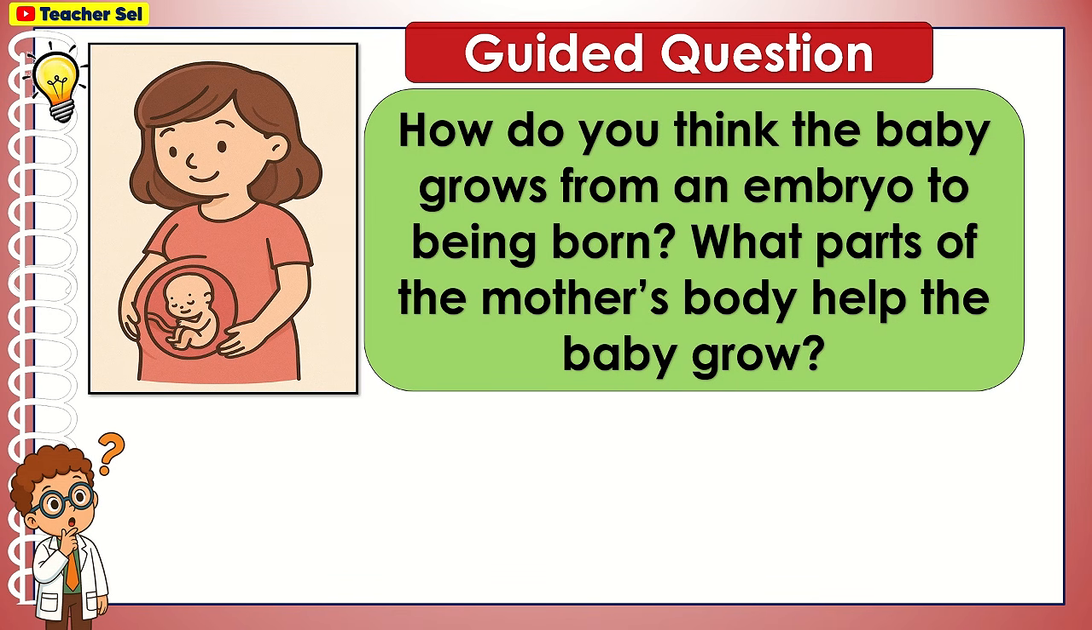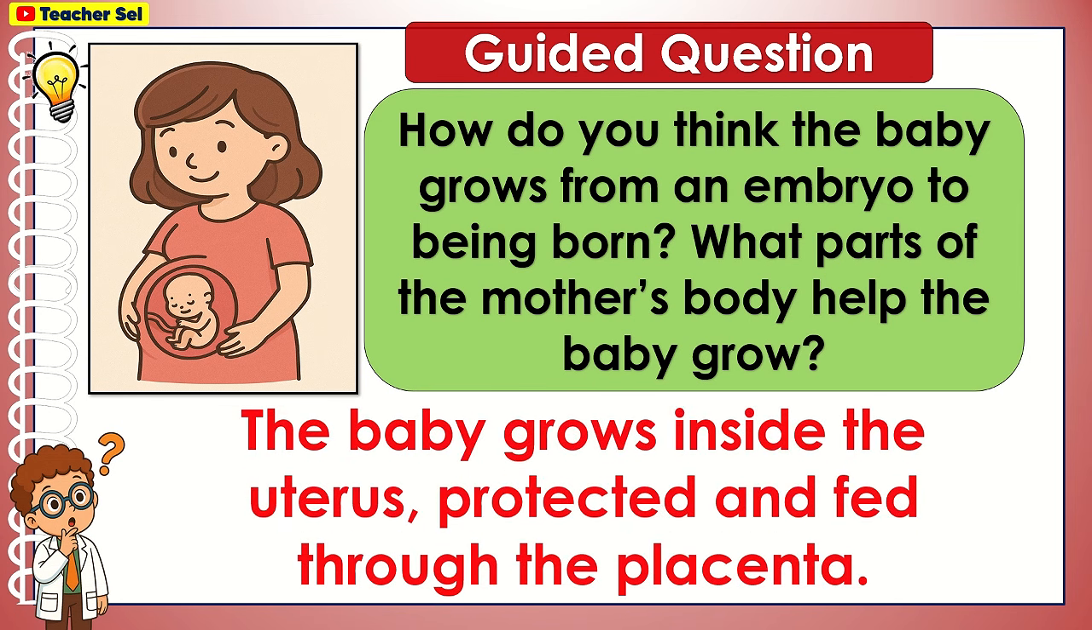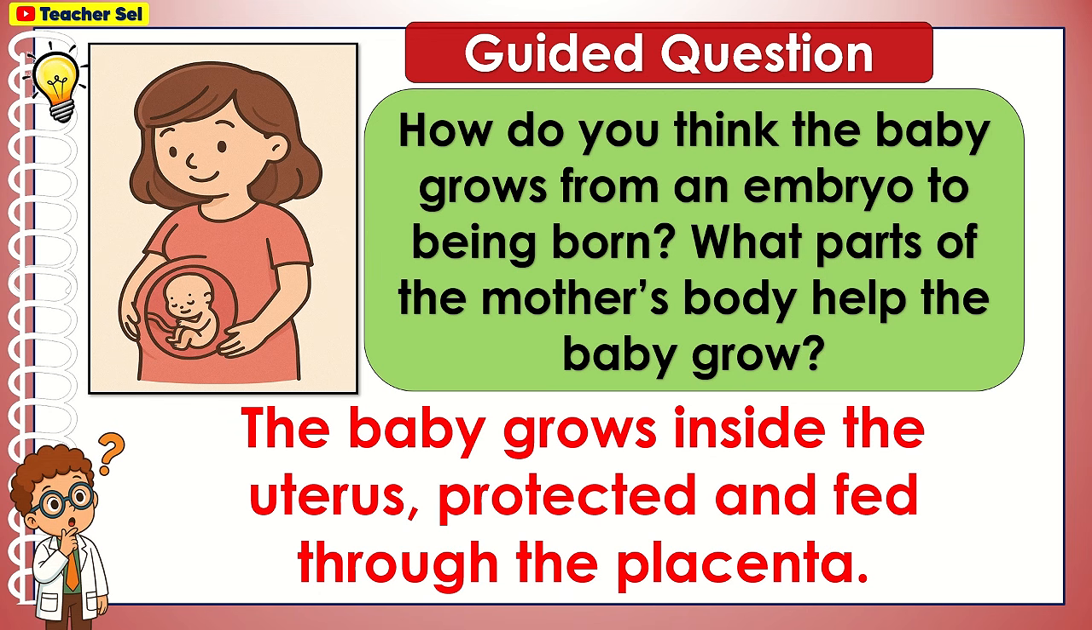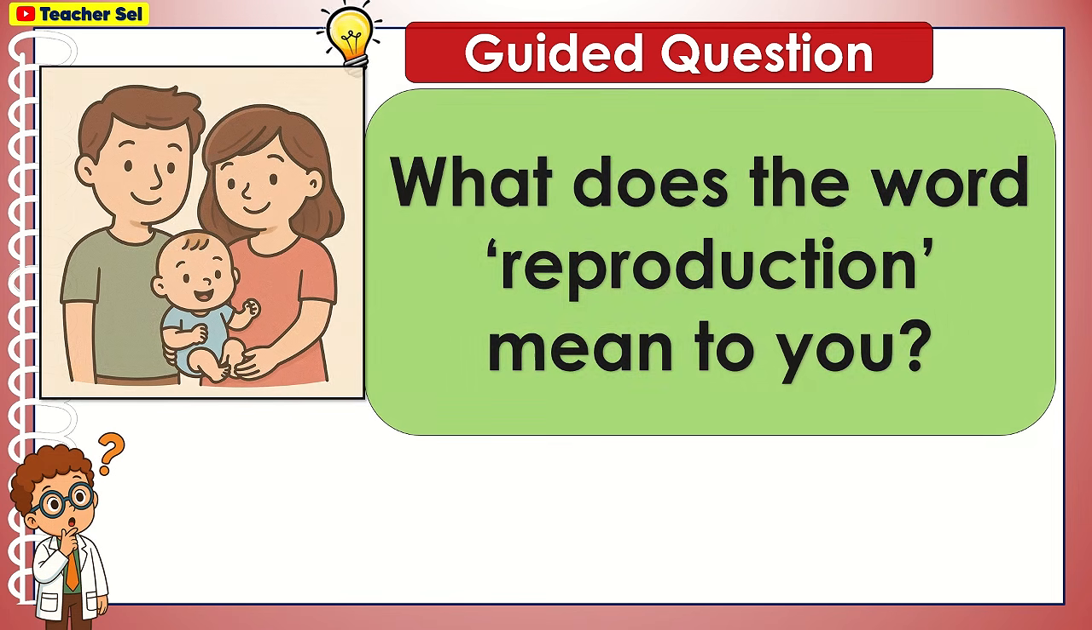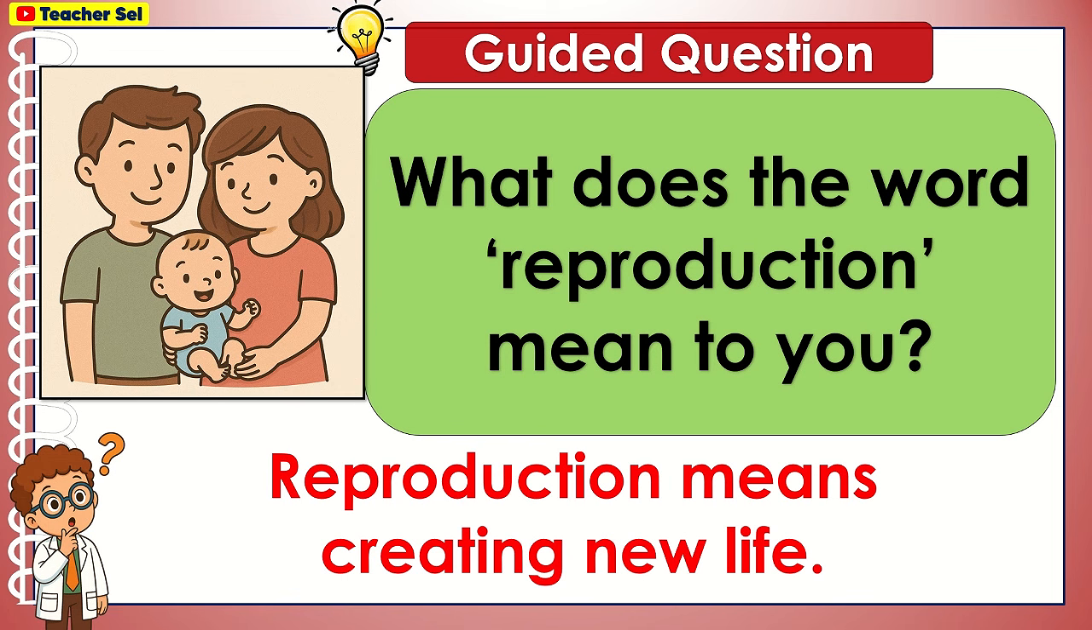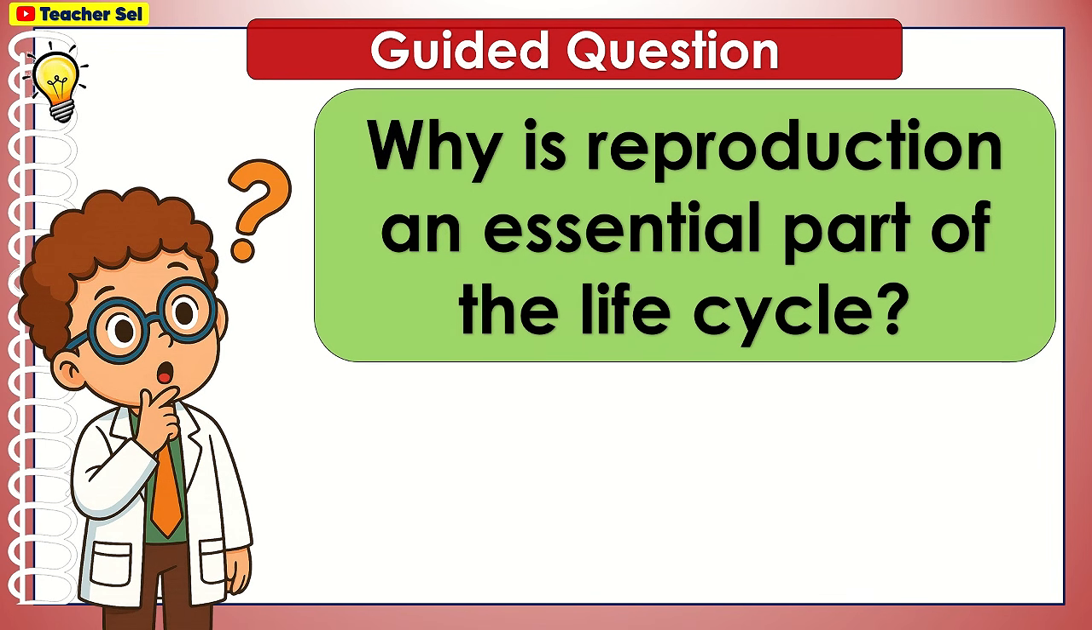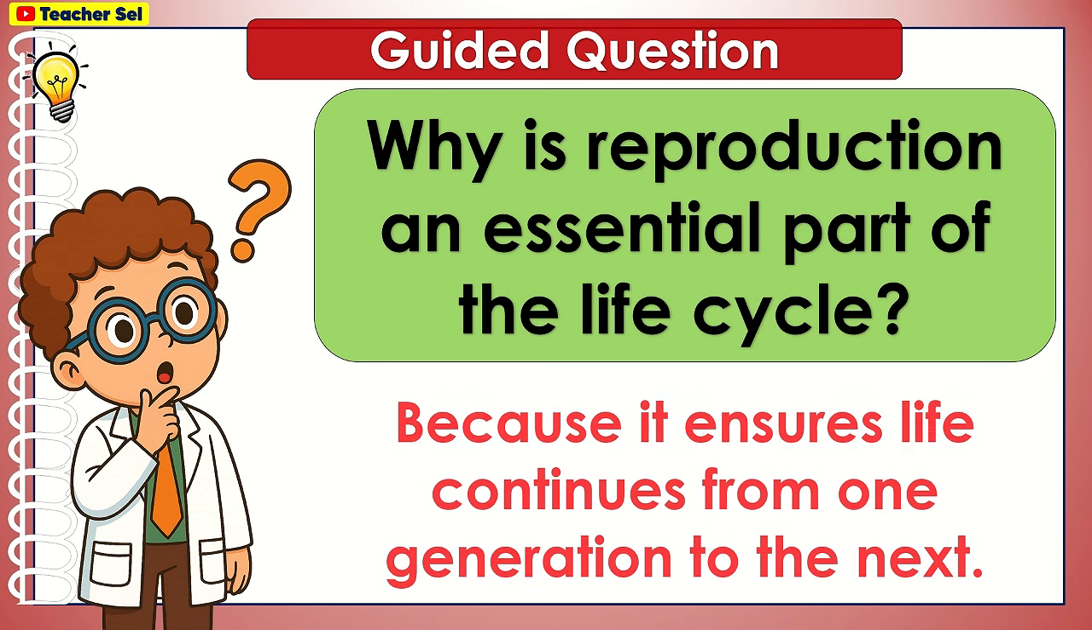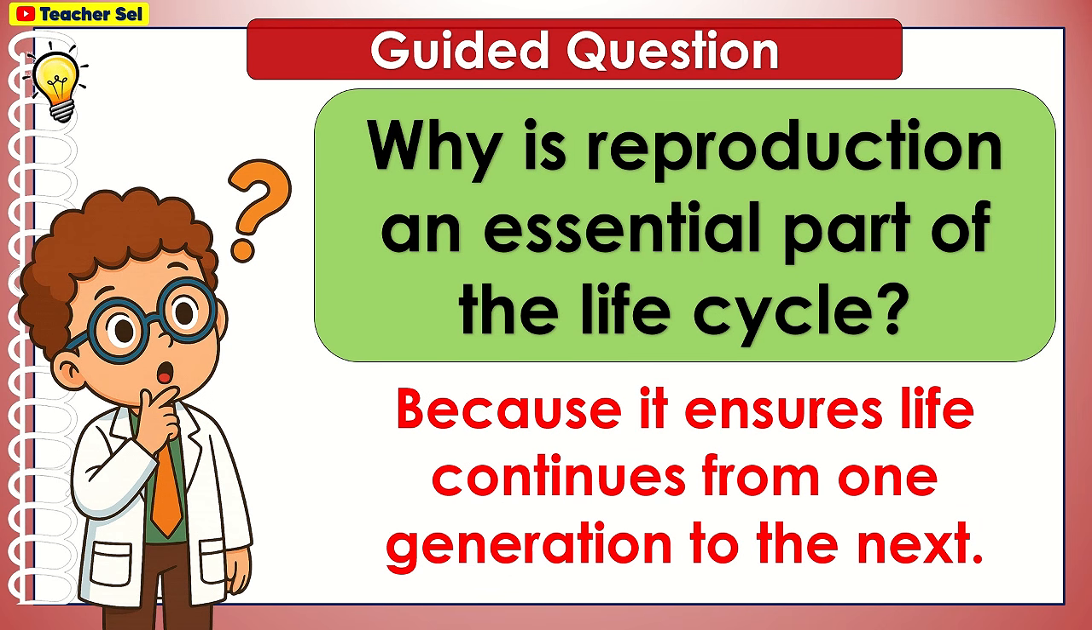How do you think the baby grows from one embryo to being born? What parts of the mother's body help the baby grow? The baby grows inside the uterus, protected and fed through the placenta. What does the word reproduction mean to you? Reproduction means creating new life. Why is reproduction an essential part of the life cycle? Because it ensures life continues from one generation to the next.